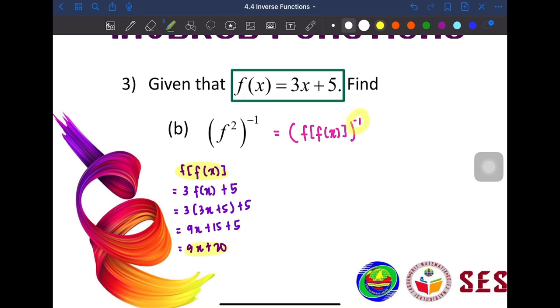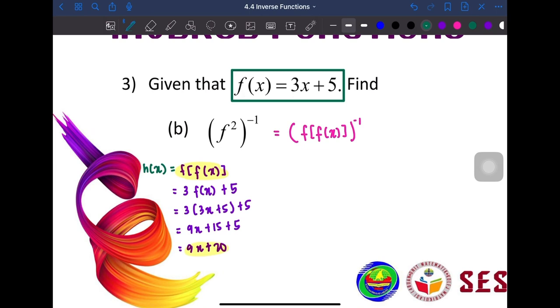Now we have to find the inverse of that. The inverse of this. Okay. So kalau tengok tu panjang kan. Nak tulis dia F compose dengan F. Lepas tu nak cari inverse lagi. So nak senangkan dia, saya let F compose F ni sebagai function lain. So let's say Hx.